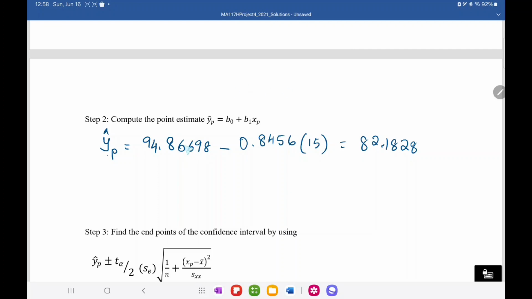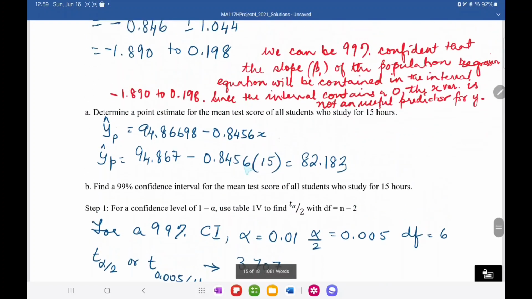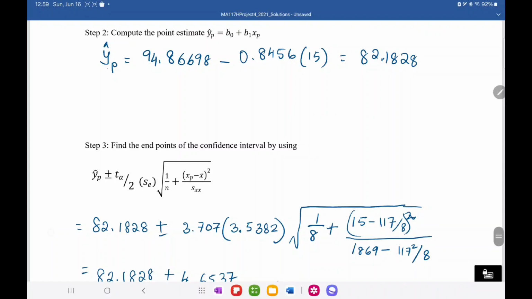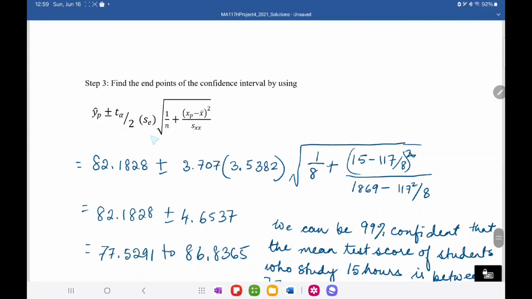Next is to compute the point estimate, which we already did previously. The point estimate would be whatever the y value is when we plugged in 15 into the regression equation. It was 82 point something. This part we already found in the question up here. All right, so you need not repeat that as long as you know what the y hat sub p value is when x is 15. And then this is the formula to use for the confidence interval.